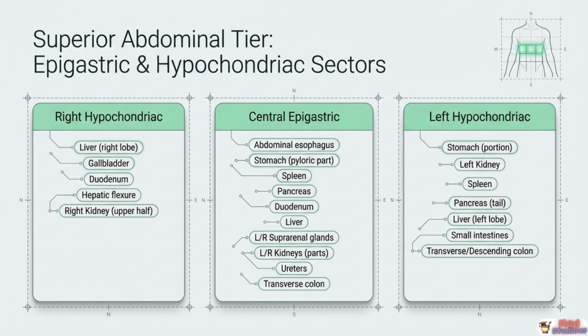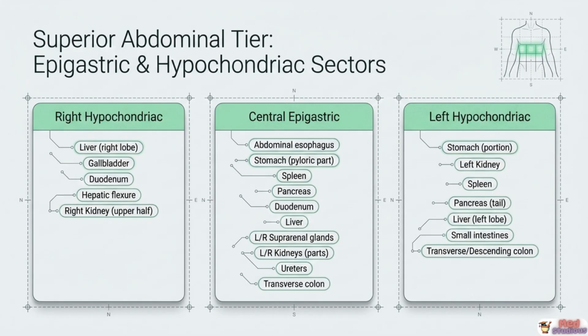The right hypochondriac region houses the right lobe of the liver, the largest solid organ in the body. It also contains the gallbladder, the first part of the duodenum, the hepatic flexure of the colon, and the upper half of the right kidney. Right hypochondriac pain is the hallmark of cholecystitis, hepatomegaly, and right-sided kidney stones.